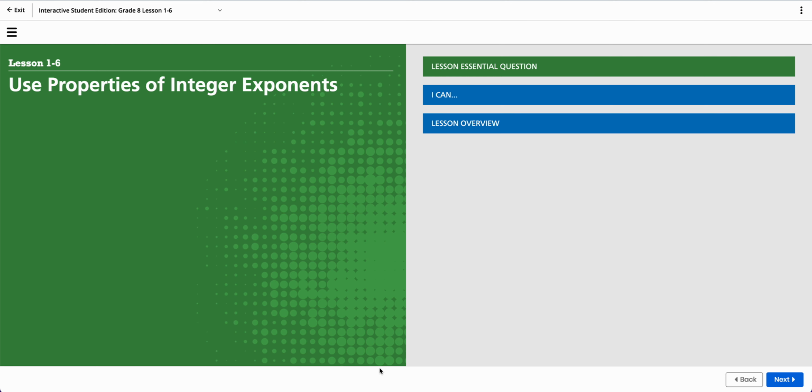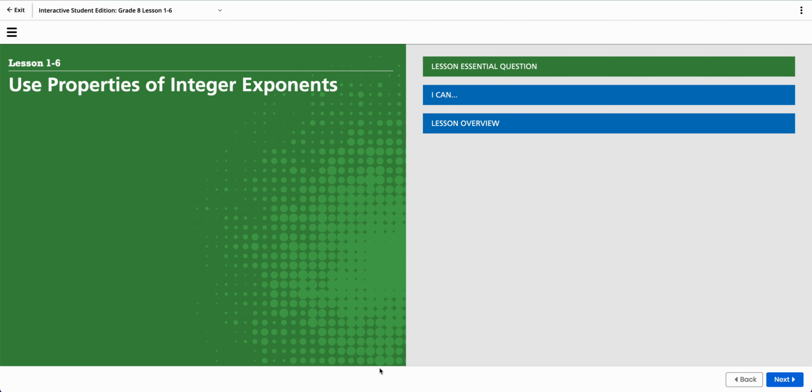Okie dokie, we're ready to move on in chapter 1, or topic 1, I guess they call it in these books. Lesson 1.6, use properties of integer exponents. There's a lot of words there. Properties are kind of like the laws or the rules of math about why math works the way it does. And so we've got lots of properties.